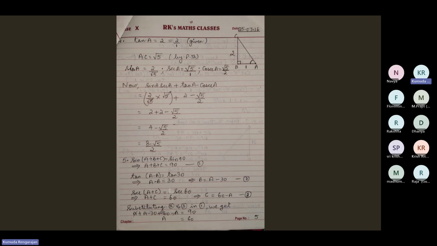Okay, 4 is quite similar to the third one. So given tan A, children, you need to find the value of this expression. So again, use a right triangle. Tan A is 2, meaning 2 by 1. So 2 is the opposite side. Adjacent side is 1.